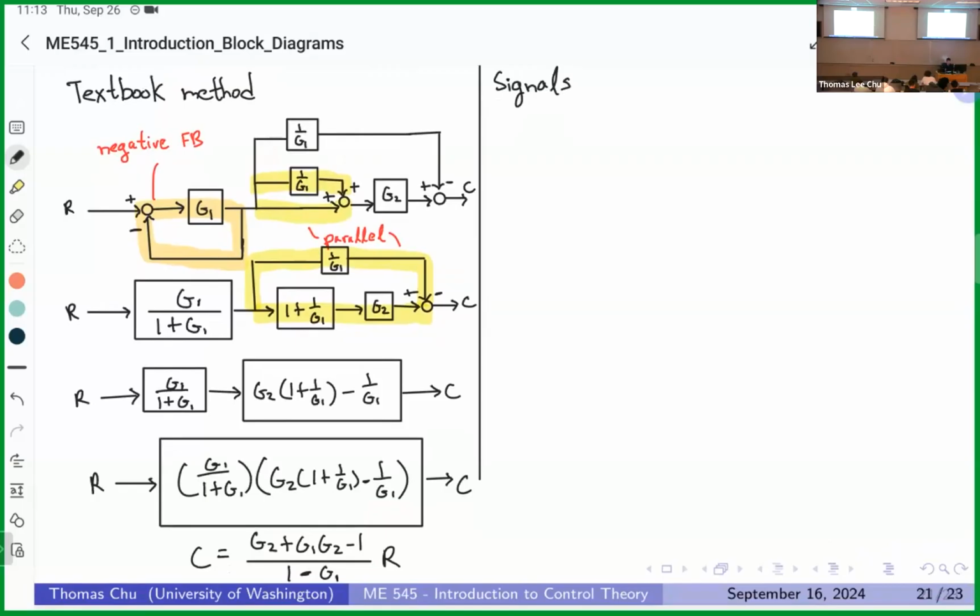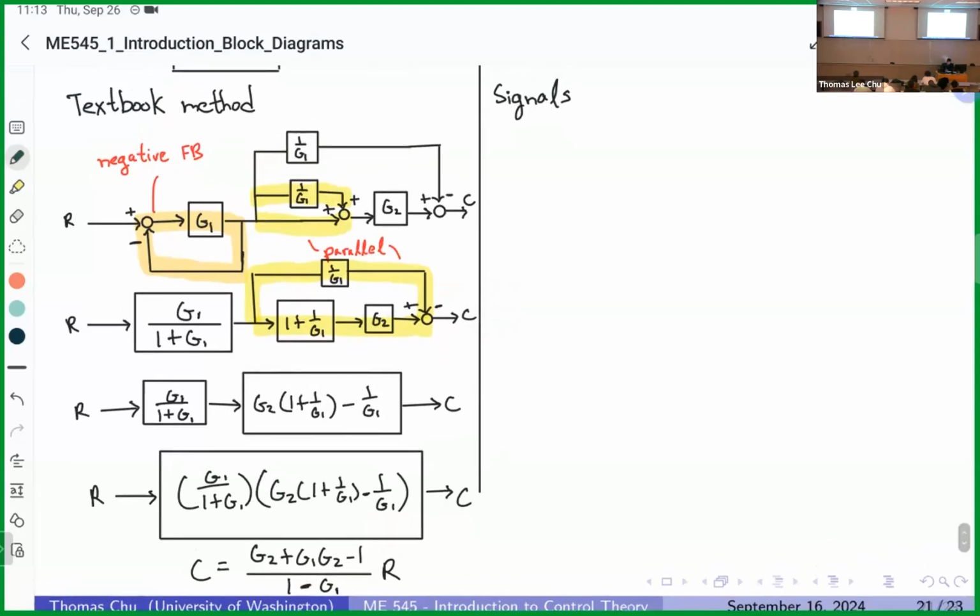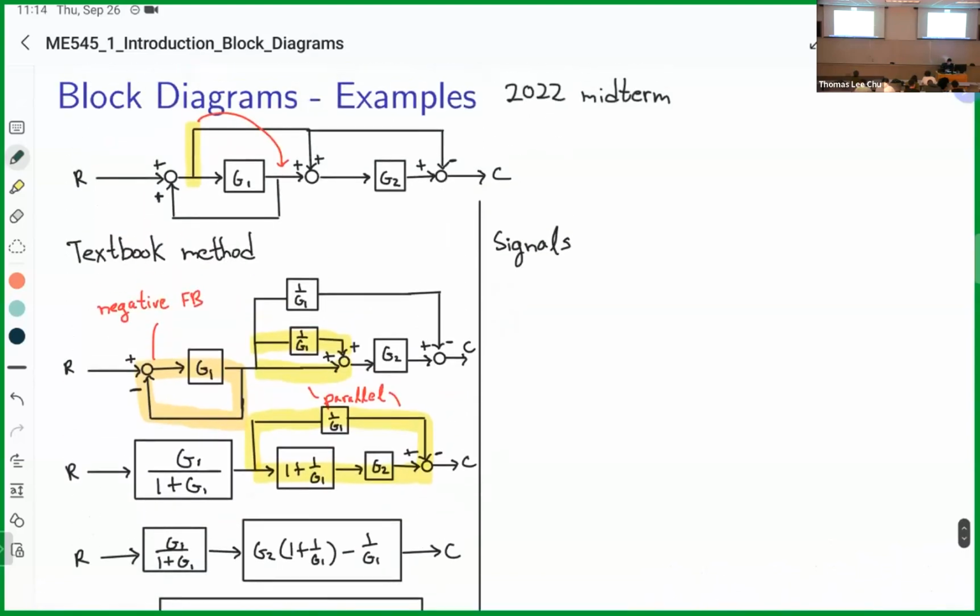Now I'm going to show you the signals method, which I think is going to be a lot more intuitive. Let me call this X2, and this is going to be X1. So basically for the signals method, I like to define my signal after the summing junction.